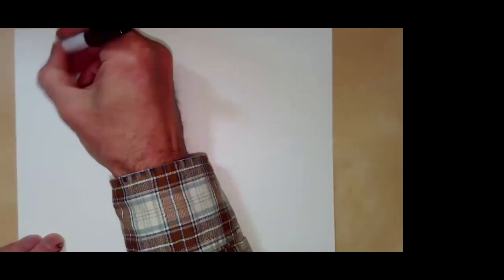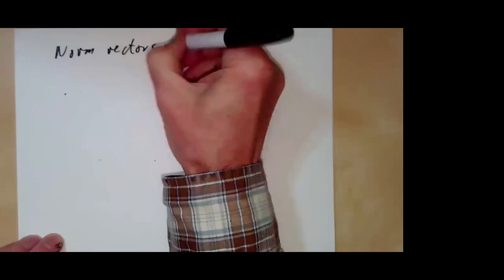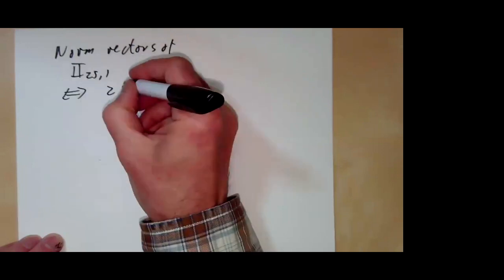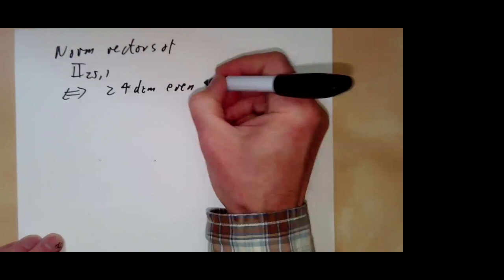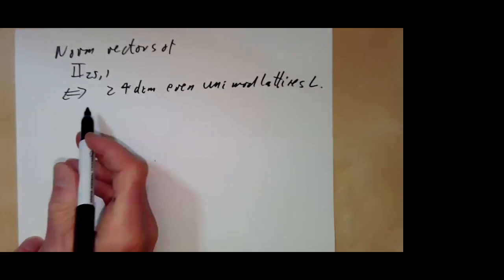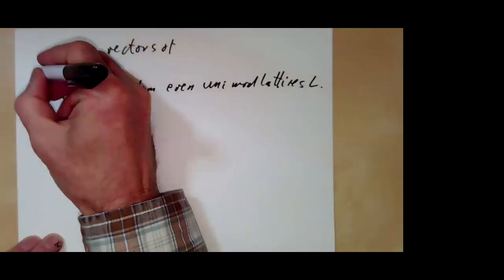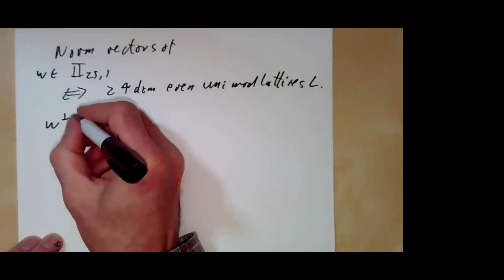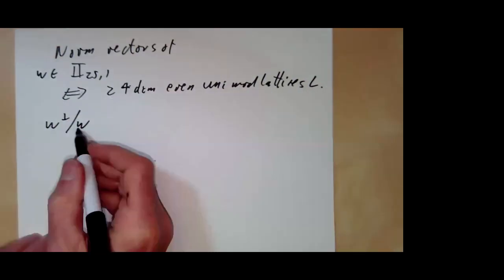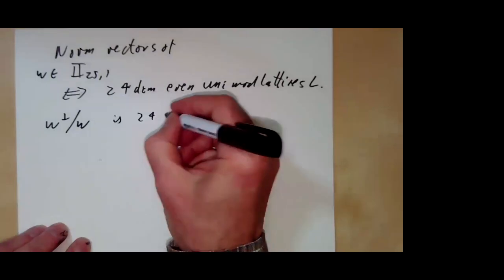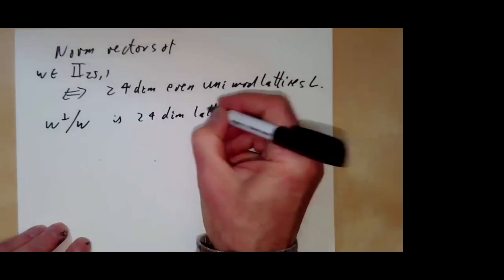We see that the norm 0 vectors of this lattice here correspond to 24-dimensional even unimodular lattices. And the correspondence is as follows. Suppose we've got a norm 0 vector W here. What we can do is take the orthogonal complement of W, and because W has norm 0, this is a 24-dimensional lattice, which you can easily check is even and unimodular.